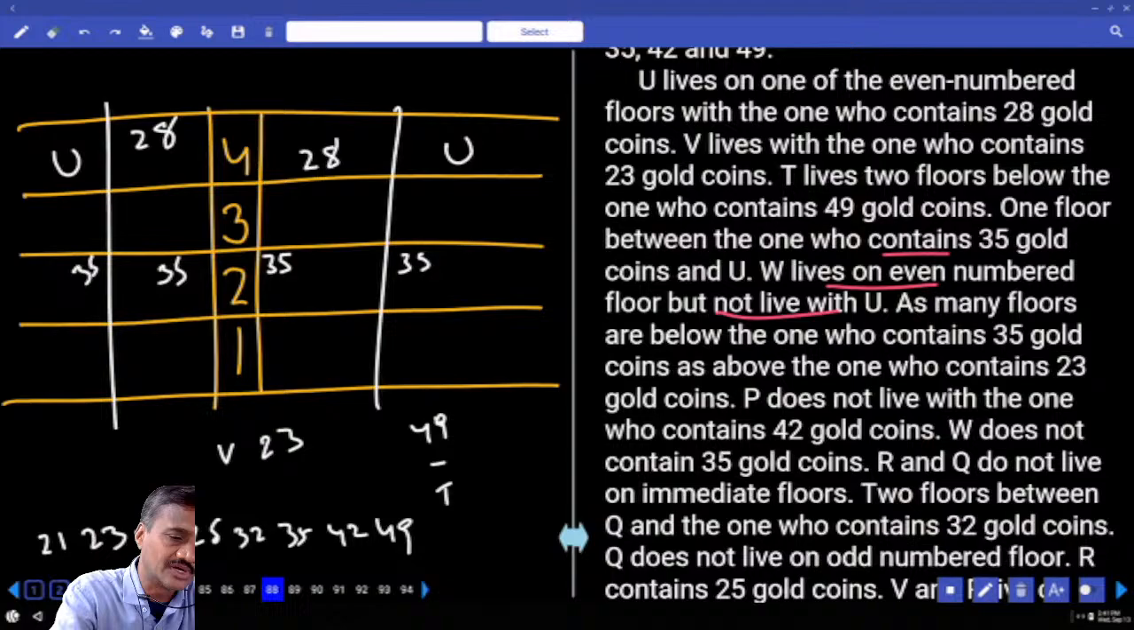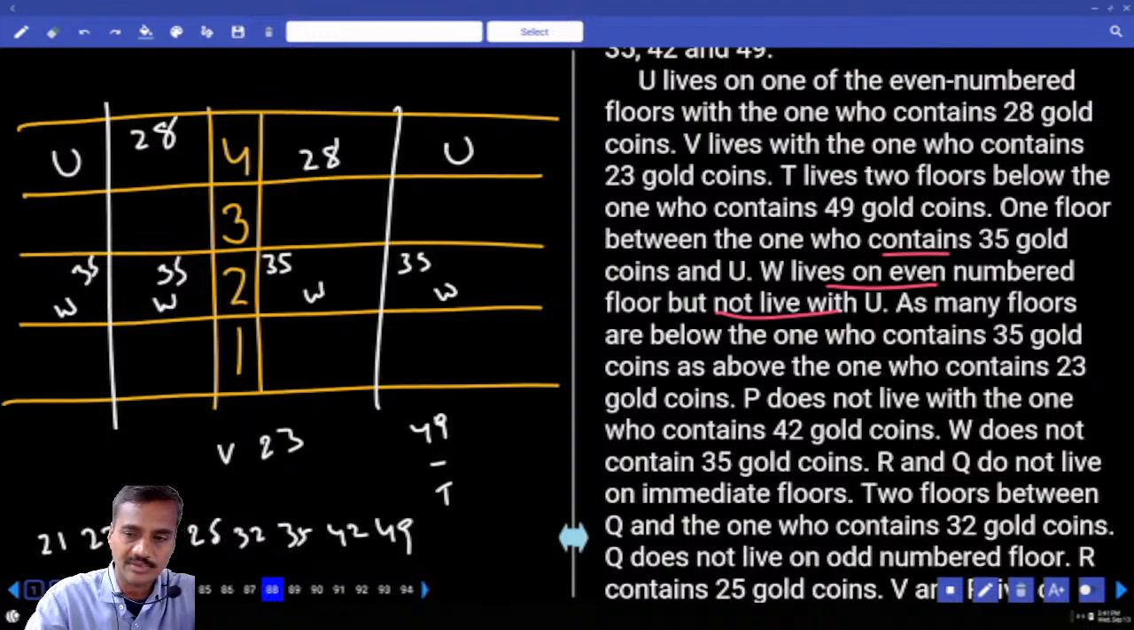And W lives on an odd number floor but not with U. And so W can be at any one of W lives on an even number floor. And so W must be on the second floor in any order. Clear? And next one, as many floors below the 35 as above 23.